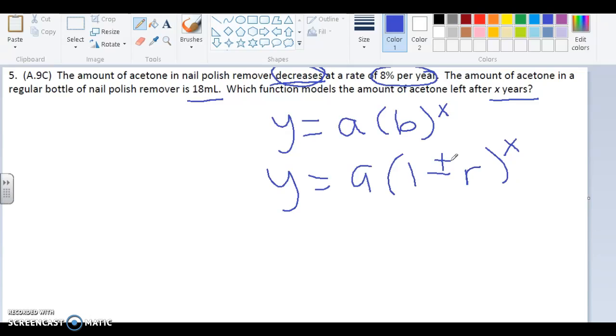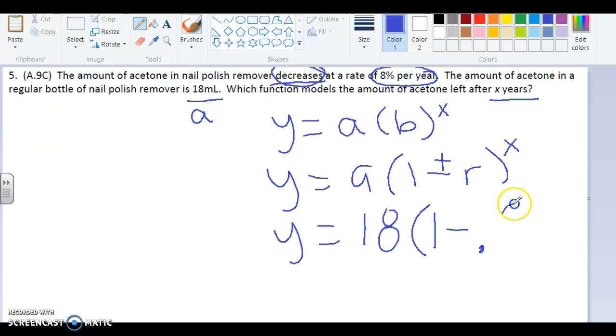So remember, a is the initial amount. So in this case, 18 would be our a. So we'd have y equals 18, and then open parentheses 1, and then it says it's decreasing at a rate of 8% per year. So I'm going to subtract that 8%. And you just have to remember to change that 8% to a decimal. So 0.08, and then to the power of x.